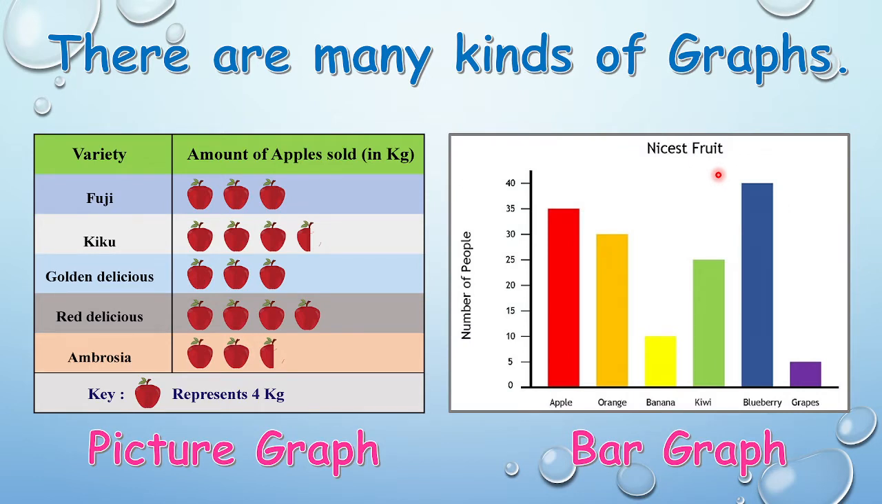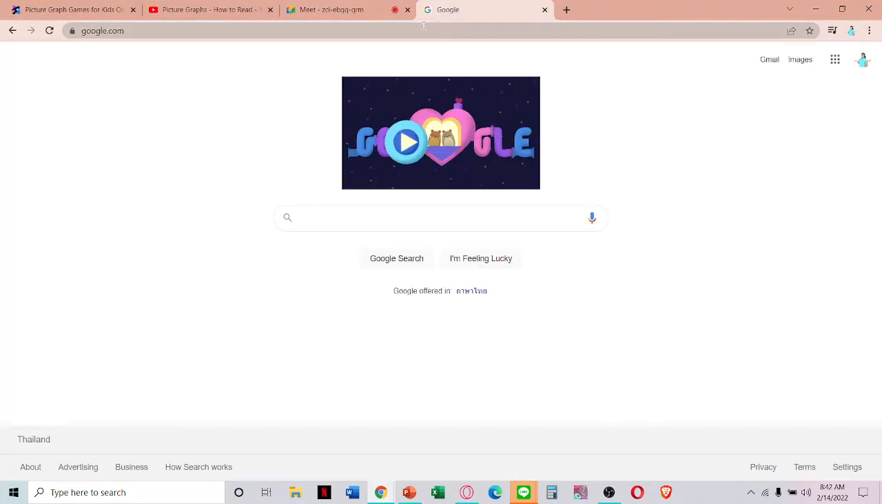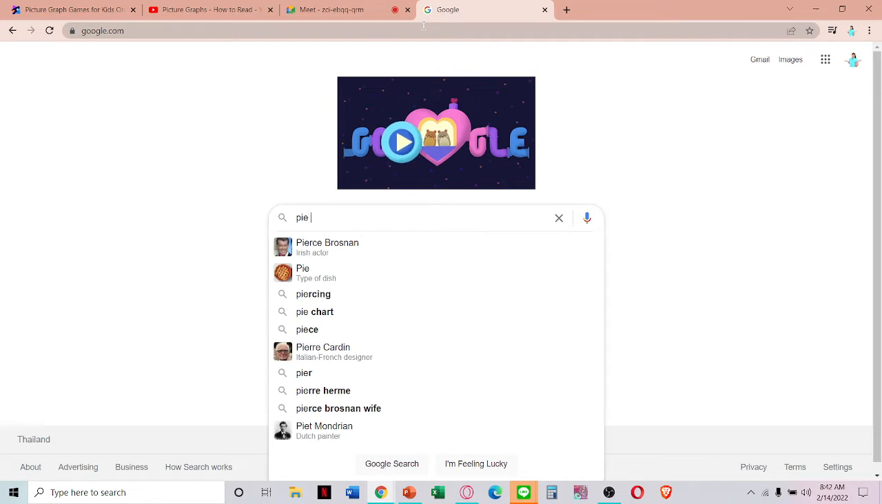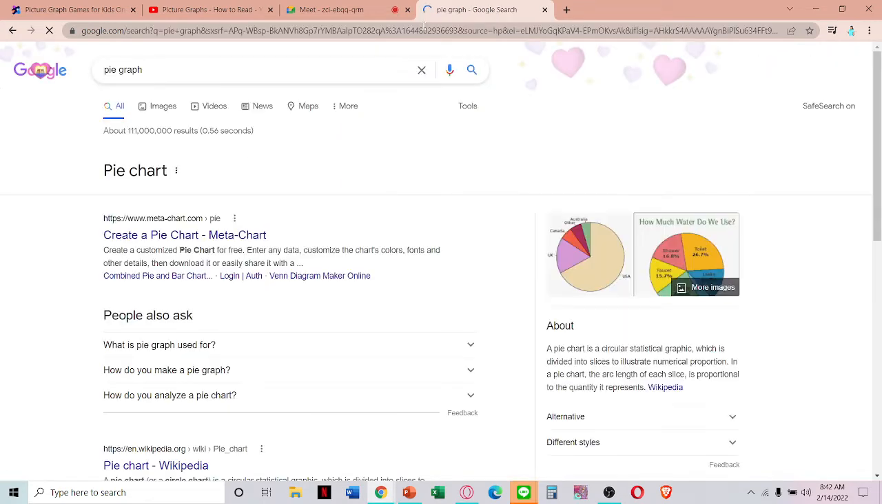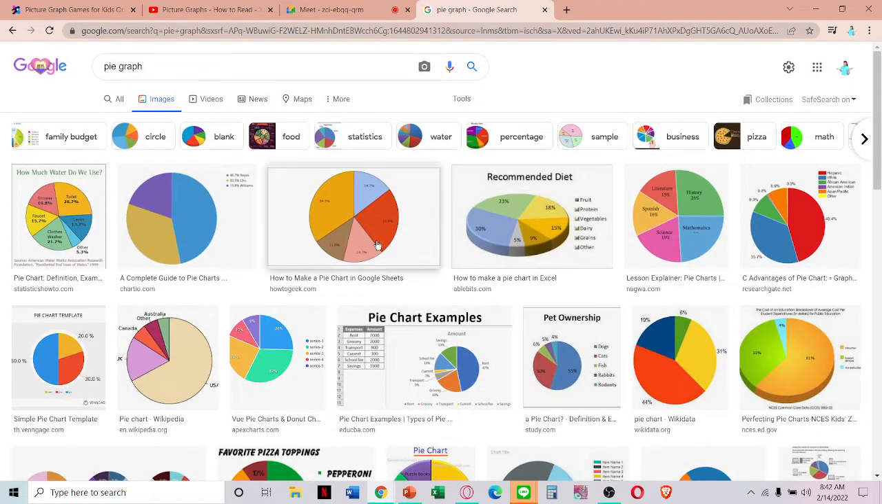There is the pie graph. Do you know pie chart? The one that looks like a pizza, like in fractions, like this. I'll show you first. Pie graph. Yes, like this. This one is also a graph. It's called a pie graph.